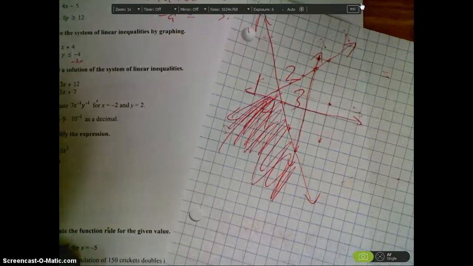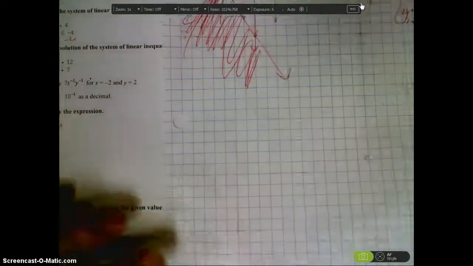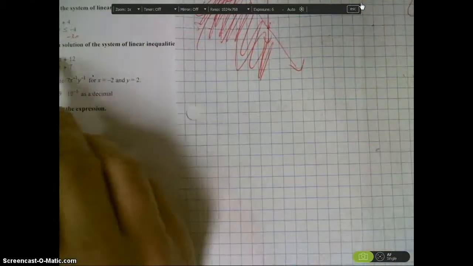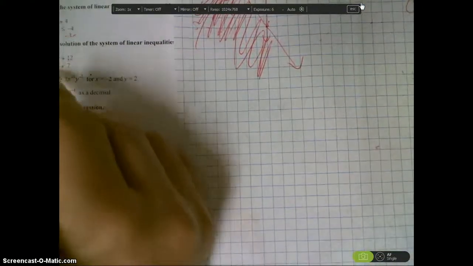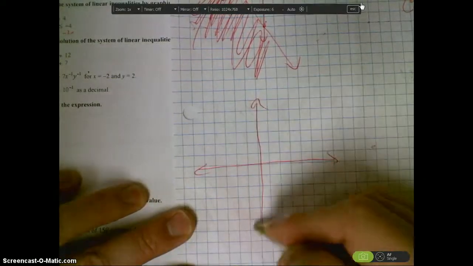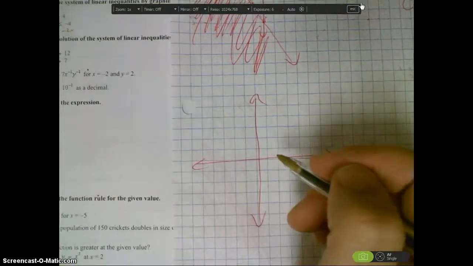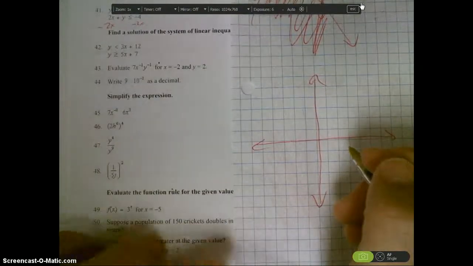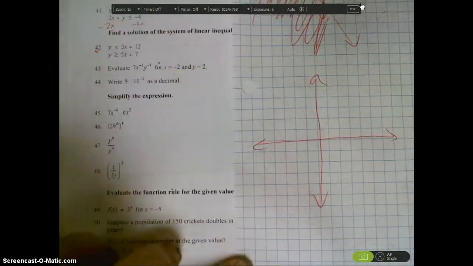Looks like we're on 42. Find a solution to the system of linear inequalities. On a multiple choice test, you just have to plug in x and y into here, and if they're true for both equations, that's your answer. But I will graph these as quick as I can. All right, so they're both in slope-intercept form, so I'm on 42 right now. I'm going to graph it.